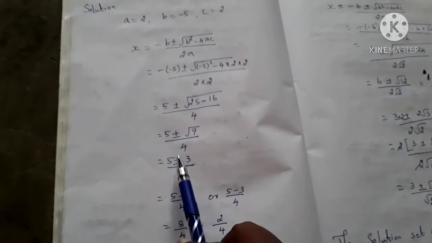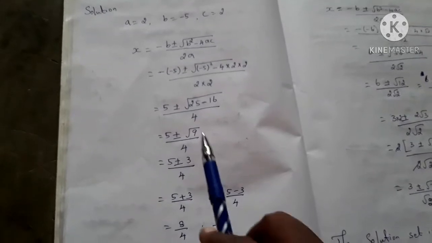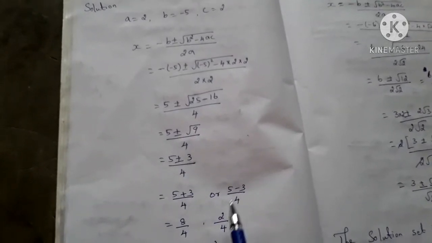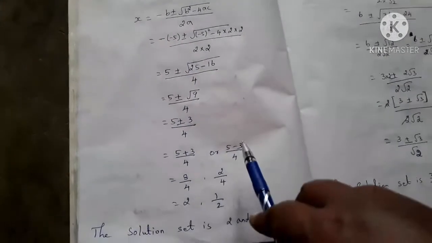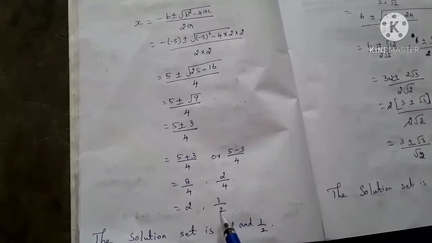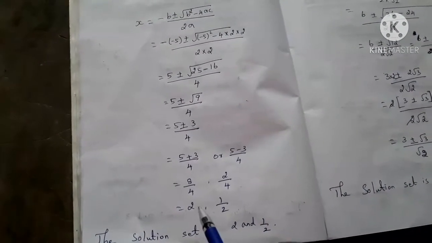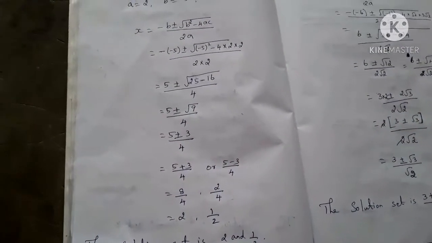So whenever they give plus or minus, we have to find the answer if it is plus, and the answer if it is minus. So 5 plus 3 divided by 4 is 8 by 4, it becomes 2. 5 minus 3 by 4 is 2 by 4, it becomes 1 by 2. So the solution set is 2 and 1 by 2. Next, second question.